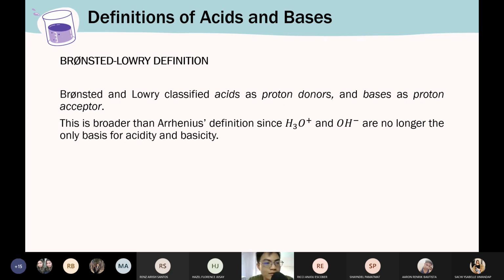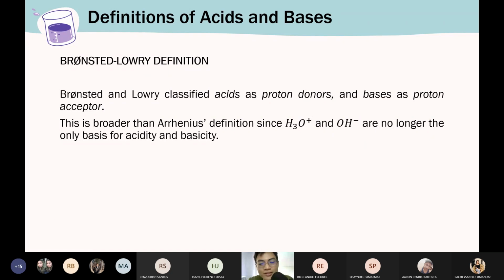Okay, so let's talk about Bronsted-Lowry definition. Sino sa inyo yung nakakakilala kay Bronsted-Lowry? Especially yung mga nag-STEM sa inyo. Naalala pa ba si Bronsted-Lowry? Or hindi na? I think hindi na. Kinalimutan niyo na siya. Okay, so let's talk about Bronsted-Lowry.